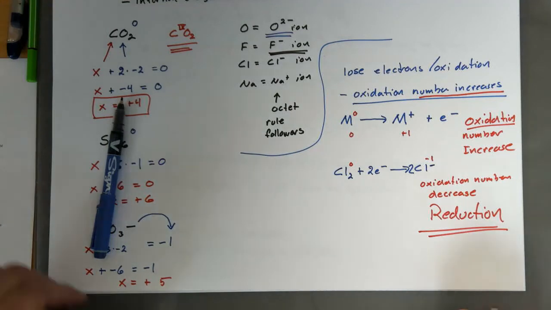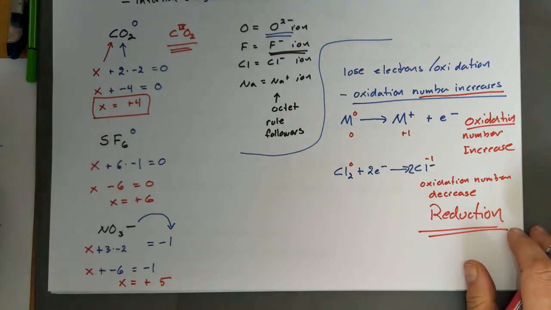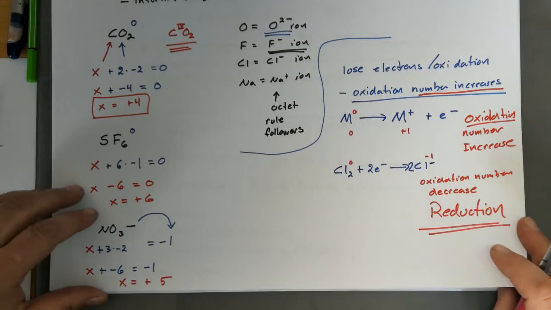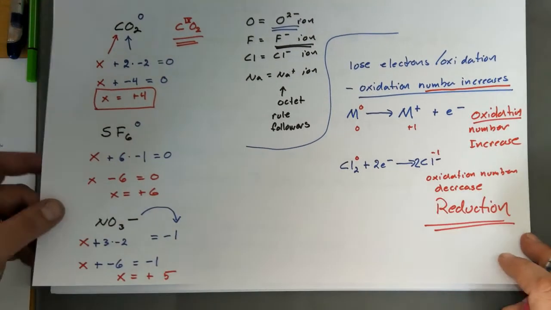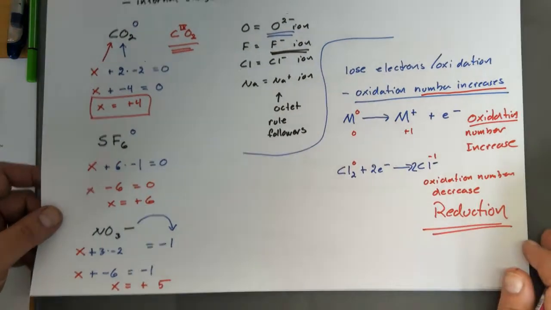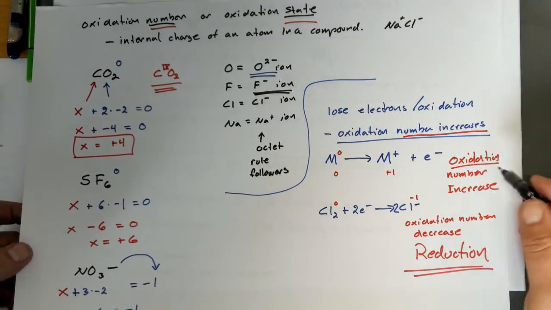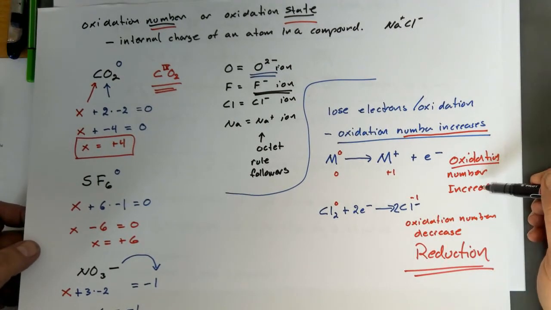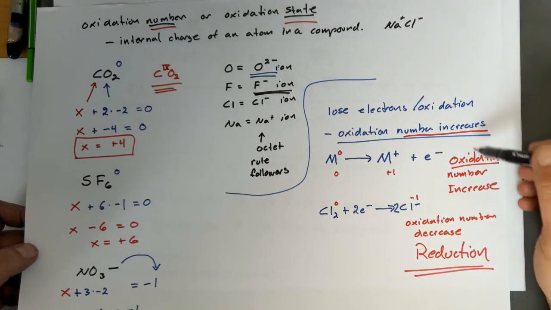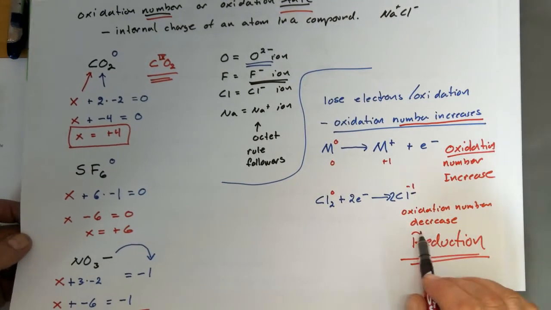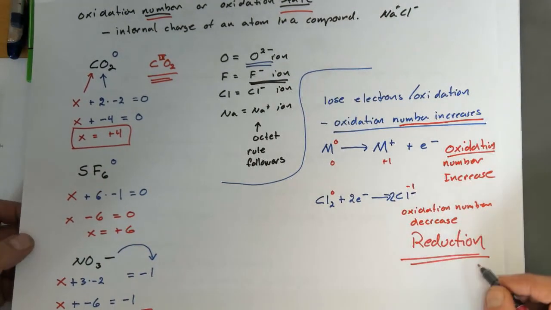And this has some important consequences that we'll just talk about briefly for a second. So when we look at the rest of the problems that we're going to deal with today, remember this, that if the oxidation number increases, then it's an oxidation. If the oxidation number decreases, then it's a reduction.